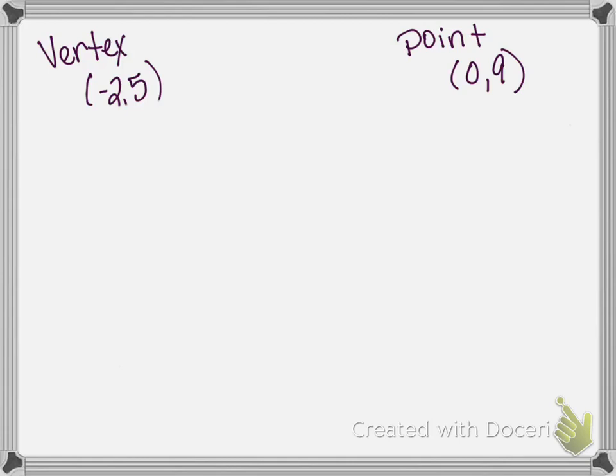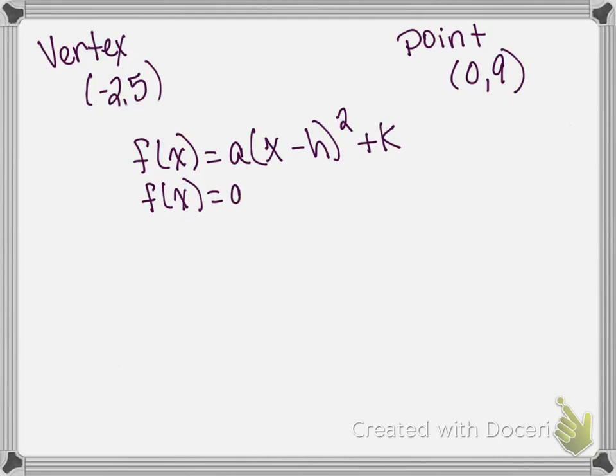So I can go ahead and put my vertex into my formula that includes the vertex. That formula is f of x equals a times x minus h squared plus k. Negative 2 and 5 is my h and my k. So I have f of x equals a times x plus 2 squared. Why is it plus 2? Because it's negative. It's actually minus negative 2. What's minus a negative? Plus a positive. Now, is f of x and y the same thing? Yes.